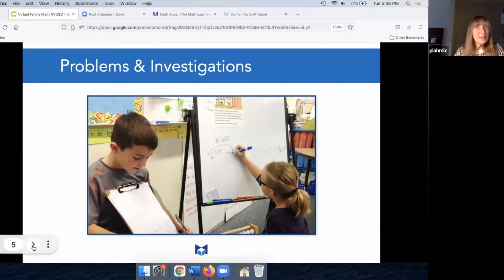And problems and investigations is our whole group lesson. Often the teacher poses a problem, and then the children have some time to think about how they might solve it. They might turn to another student and share their ideas. And then the class comes back together to share their work and have conversations about the most efficient way or the most clever way to solve a problem.